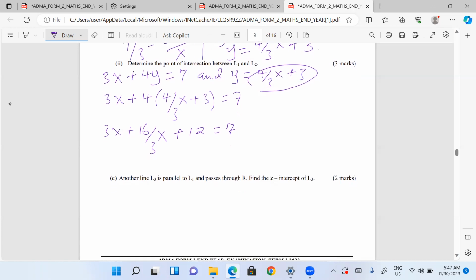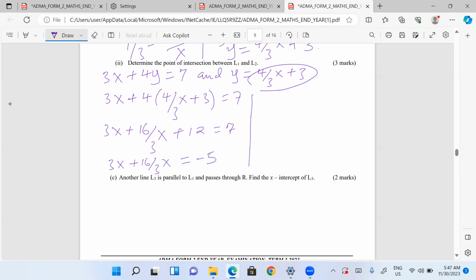So that we may group like terms together. This is going to be 3x plus 16 over 3x equals 7 minus 12, which becomes negative 5. So I'm having a 3. Okay, remember 16 over 3 can be written as 5 and 1 over 3.